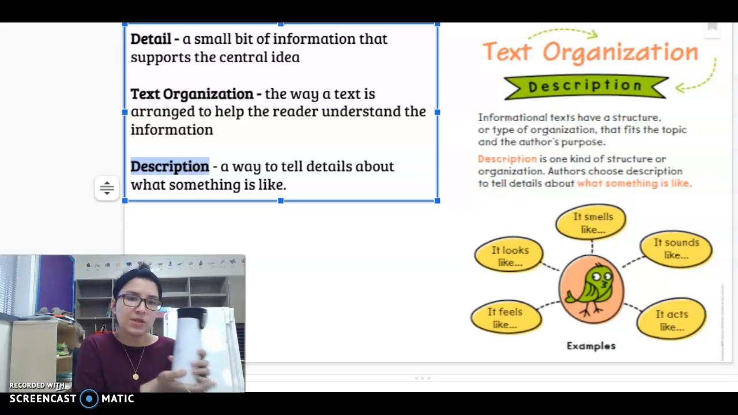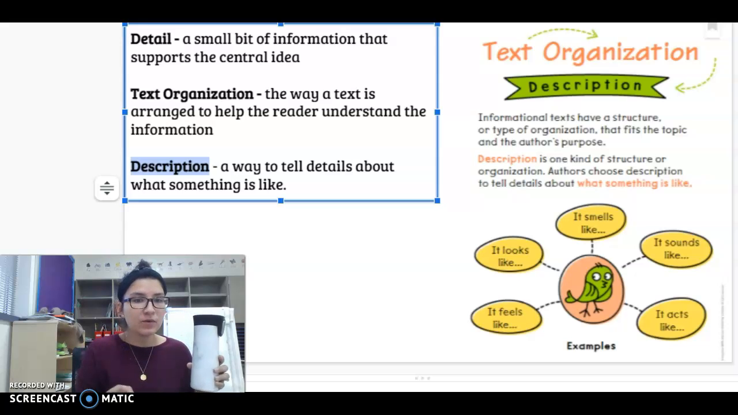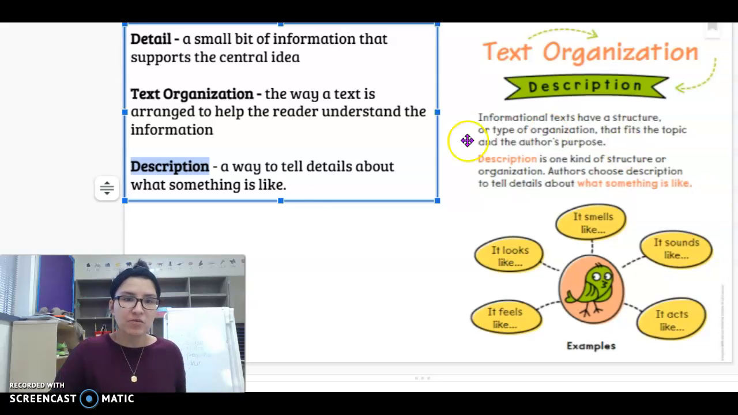So that's description. I have something, right? And I just told you details about it. Okay, it's hot. It feels hot. It tastes warm. It tastes sweet. It smells good. Okay, I just described something to you. That's description. Now, detail. Go ahead and say detail.